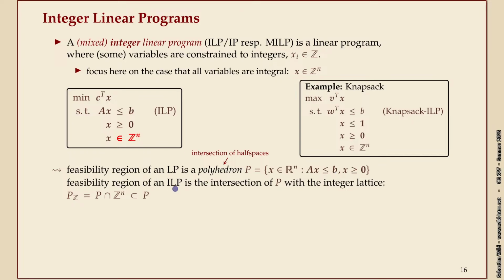If you go to an integer linear program, you have to take that same region and take the intersection with the integers, or the integer lattice in higher dimensions. And so it's just the same P, but intersected with Z^n. That's a discrete set now. And so we shouldn't expect the same kind of techniques to work. But we'll still make some use of this.